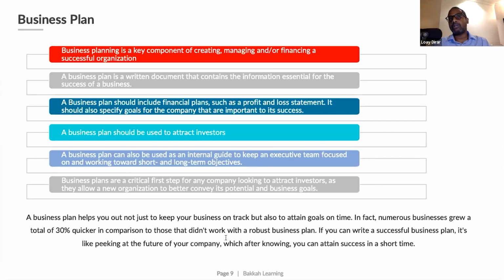Based on statistical figures, many businesses managed to develop a business plan and it helped them grow quicker. 70% of businesses managed to grow faster than other businesses who didn't develop a business plan. So a business plan can help support a business, especially in its early days.